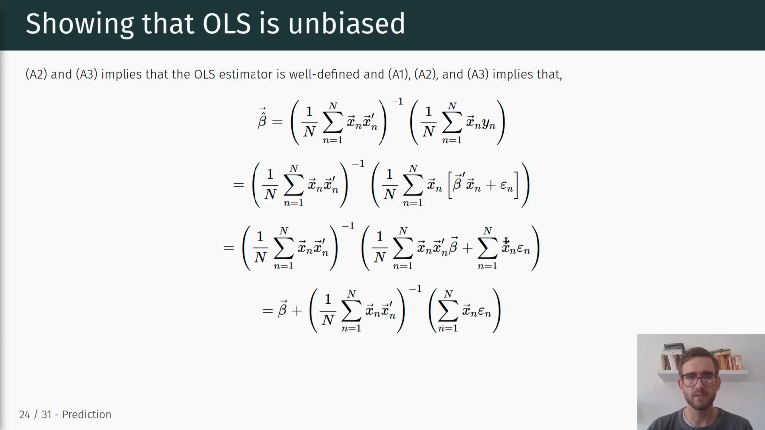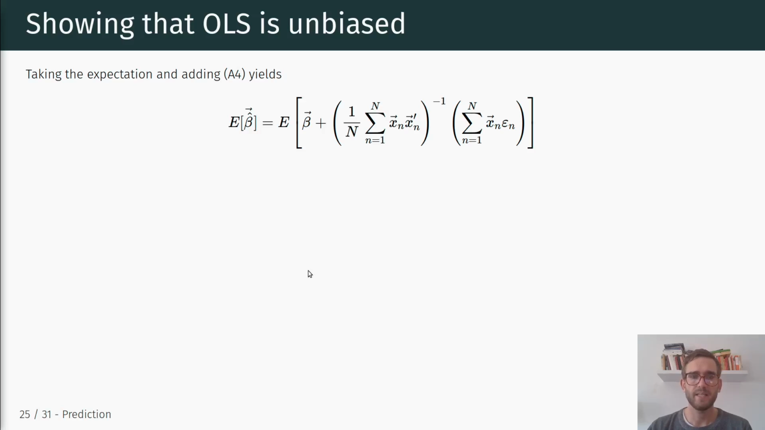And then we have the second part. We still have the sum here, and the second part is again this chunk times this chunk, which is x_n x_n prime inverse times x_n epsilon_n right here. Okay, so we can isolate this beta because this part and this part cancel out, and we're left with the beta vector, right?